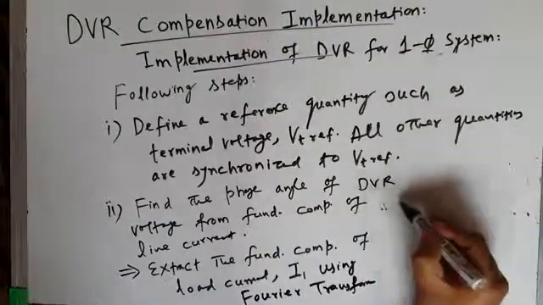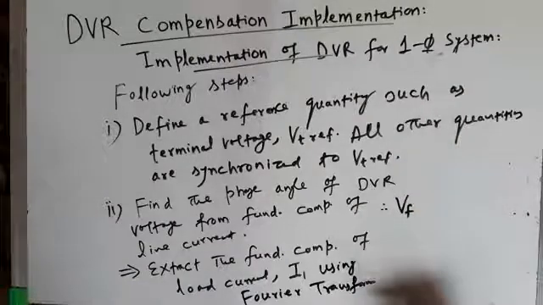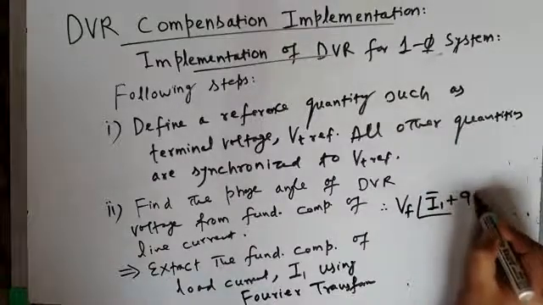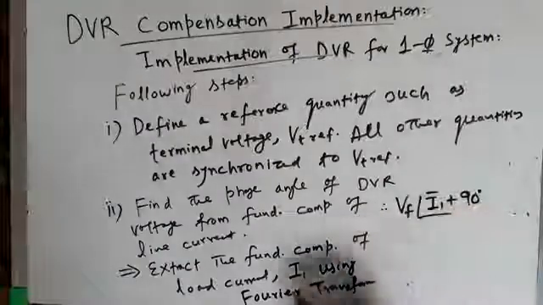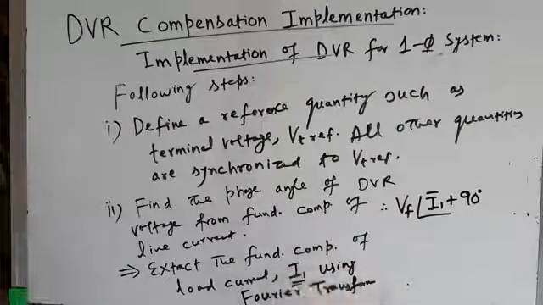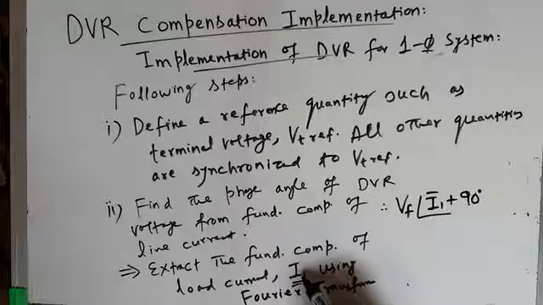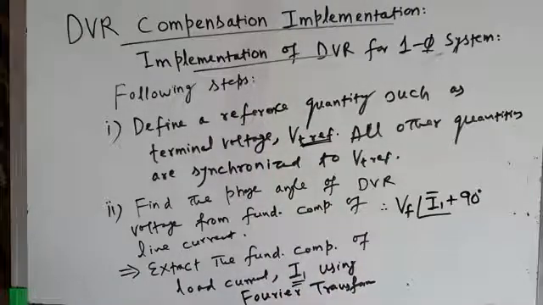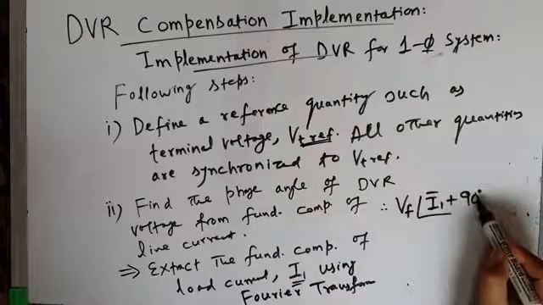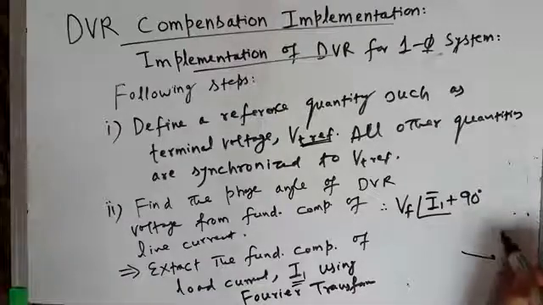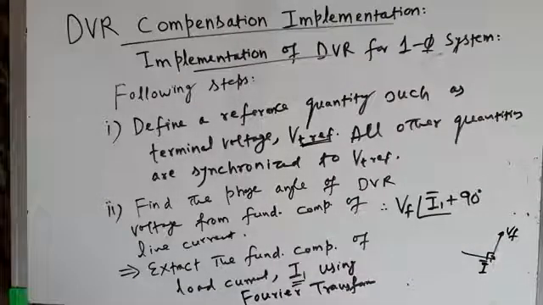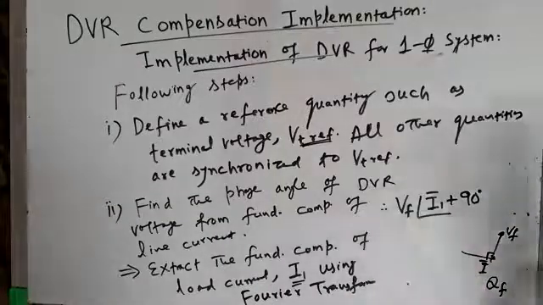So what will be the angle of compensation voltage? Its angle will be the angle of the fundamental component of current plus 90 degrees. When you extract the fundamental component of load current, it gives you information about the phase angle of the current with respect to the reference, that is the terminal voltage. You shift that phase angle of current by 90 degrees in order to ensure that the DVR injects a voltage which is at 90 degrees to the current, so that DVR injects only the reactive power for voltage compensation, and no active power is required.